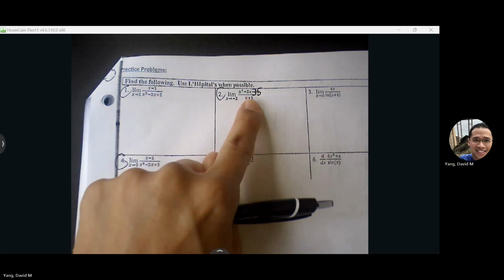Number 2, is that a 38 or a 35? 35. Yeah, it's not very clear. X squared minus 2x minus 35.